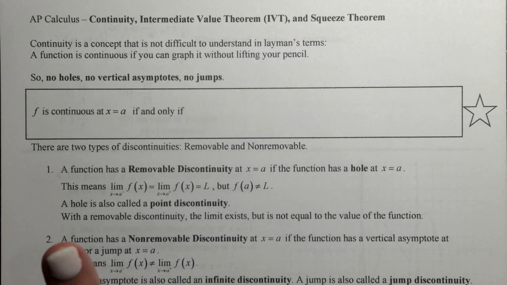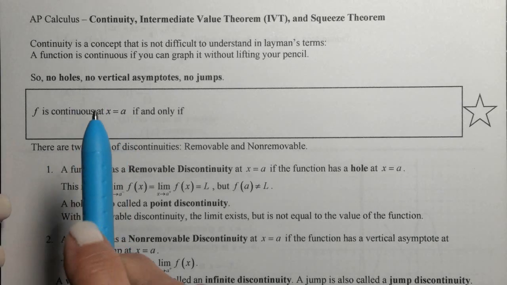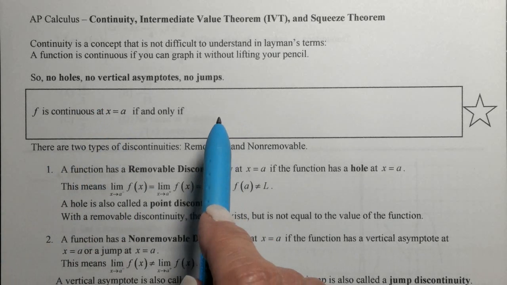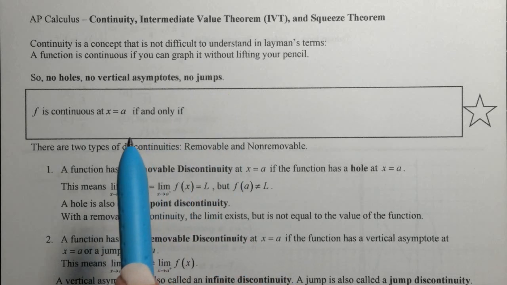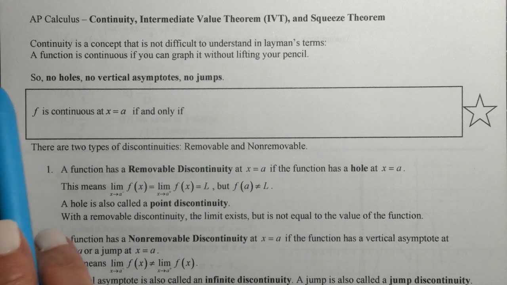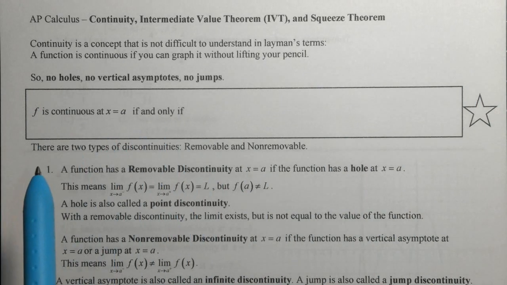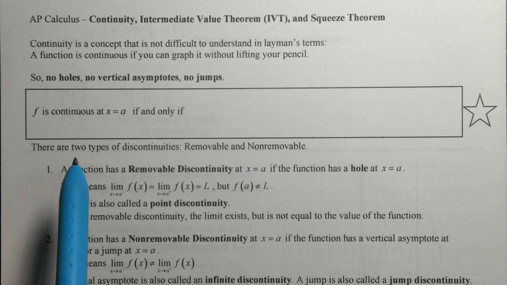So continuity, this is a review from pre-calculus. In layman's terms, it means you can draw the complete graph from the left side of the graph to the right side of the graph without lifting up your pen or pencil. That means your function is continuous.